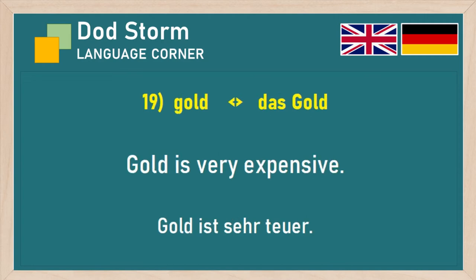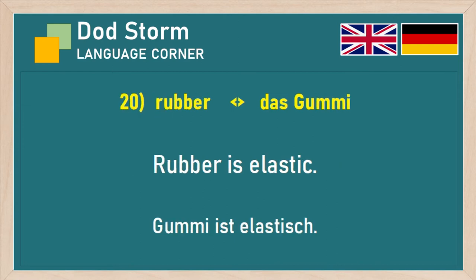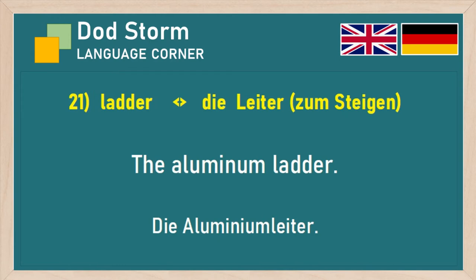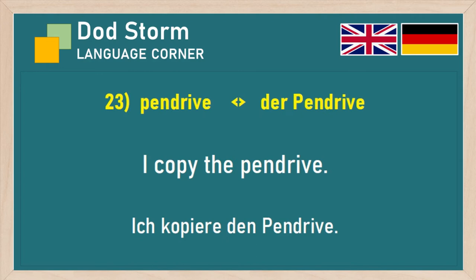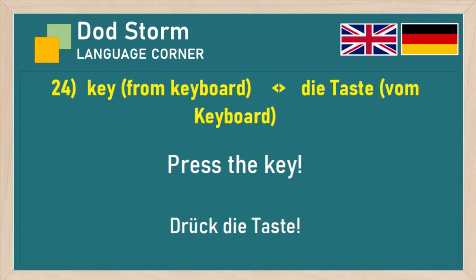Gold is very expensive. Rubber is elastic. The aluminium ladder. The wall is orange. I copied the pen drive. Press the key.